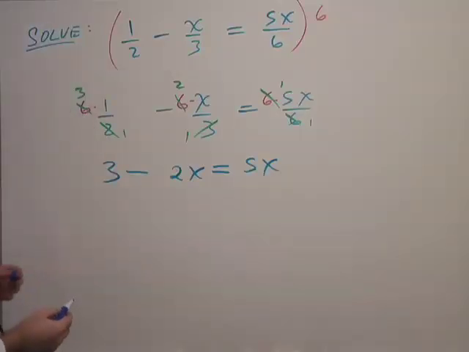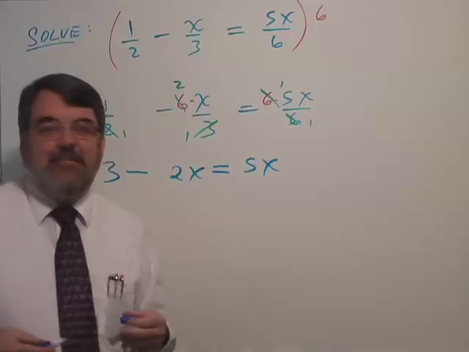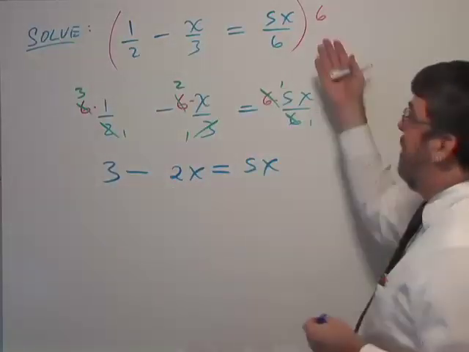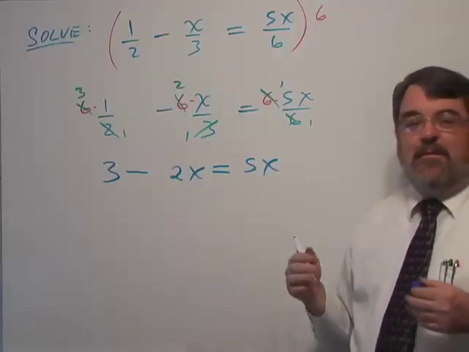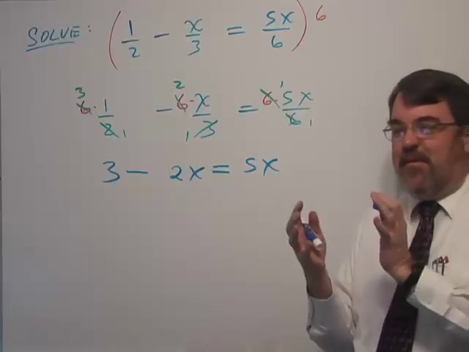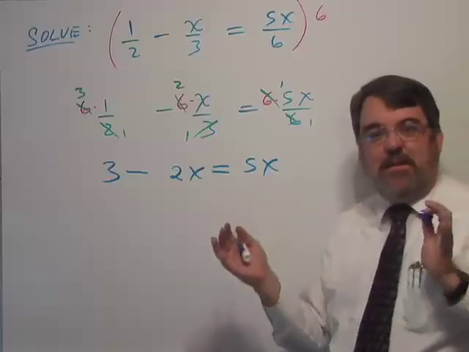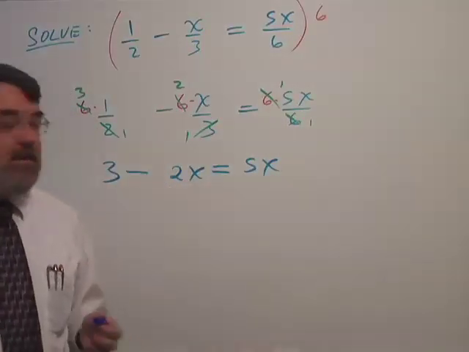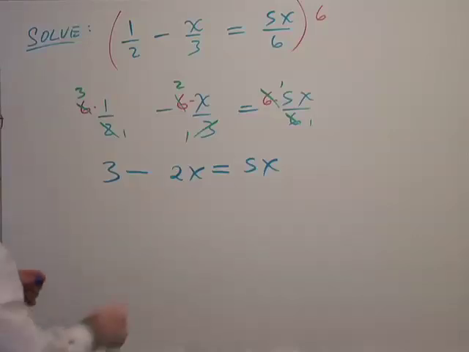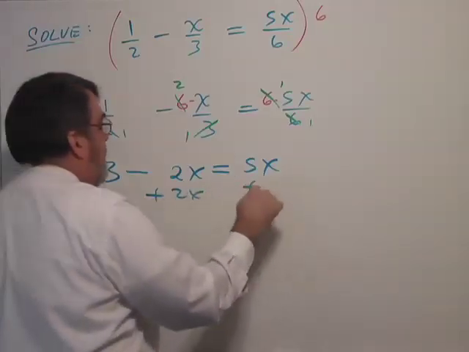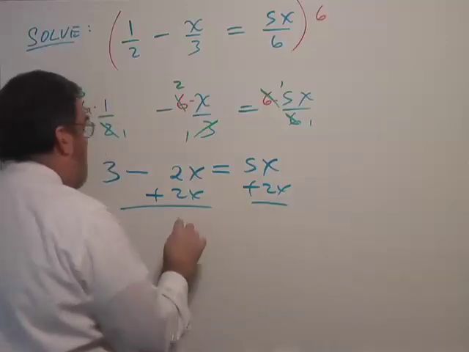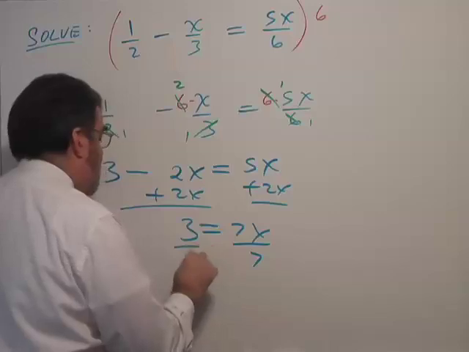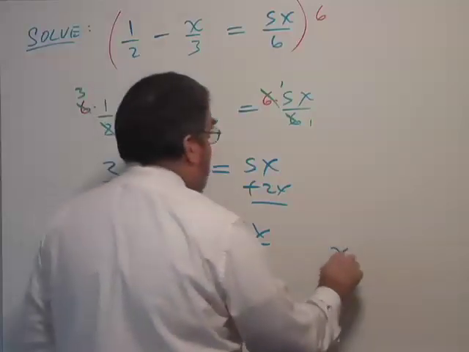And now we're down to a much simpler linear equation. So in a sense, we've rescaled the problem. We've found a number to multiply by which rescaled it, changed the size so that fractions were no longer in it. That's sort of what happened here. If I add 2x to both sides, I get 3 equals 7x, and divide by 7, x equals 3/7.